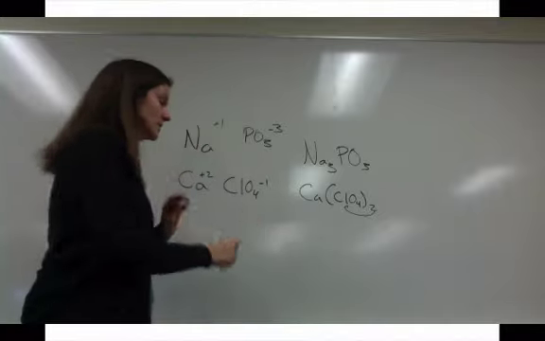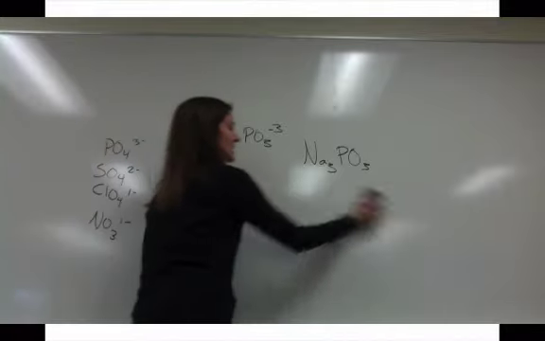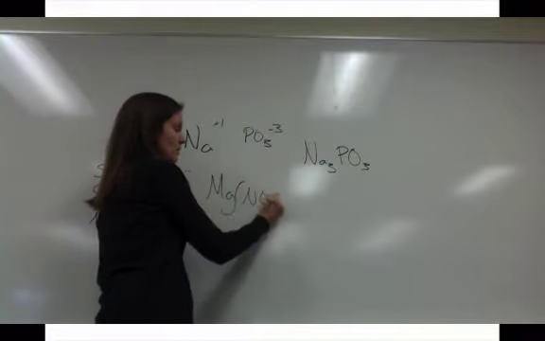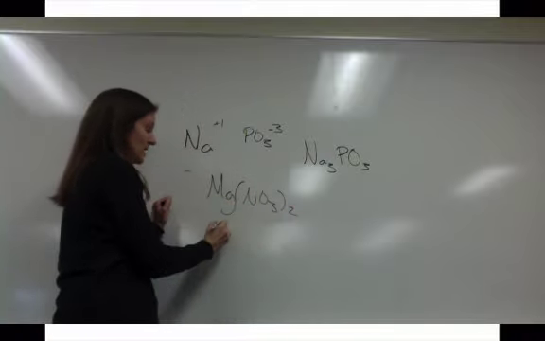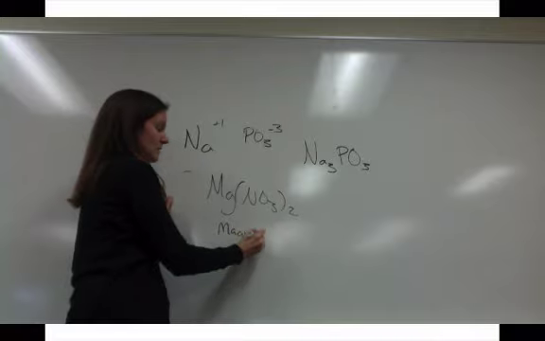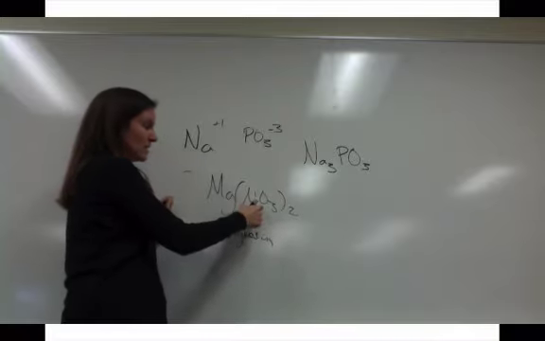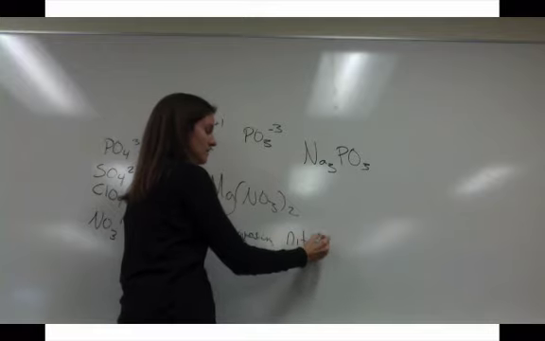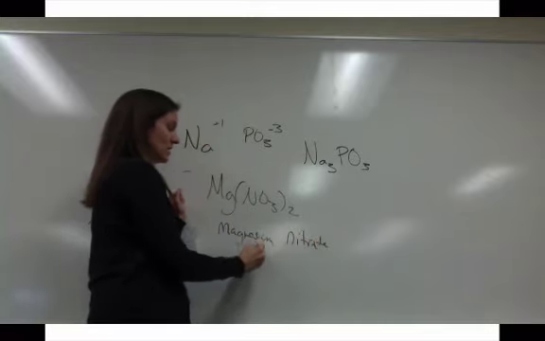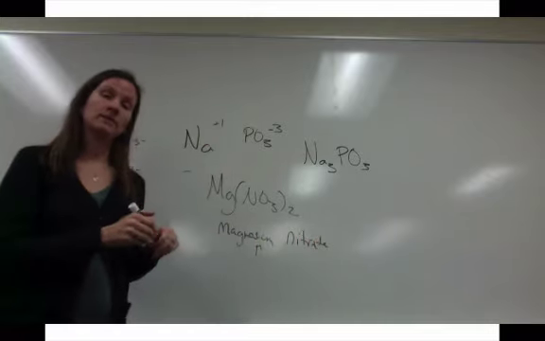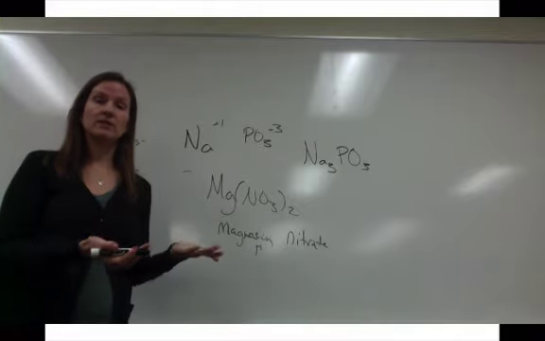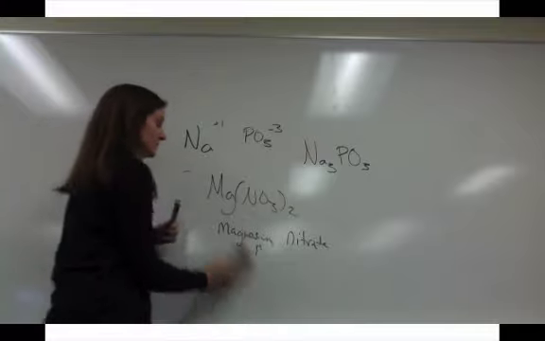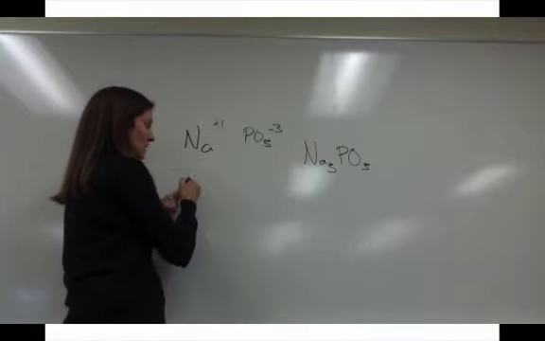Okay. The next one we're going to do is going from formula to name. So that's Mg(NO3)2. This is magnesium. This right here is a memorized one, nitrate. And the only other question is, does this need a Roman numeral? Well, is it a transition metal? No, so no Roman numeral. That is your name.